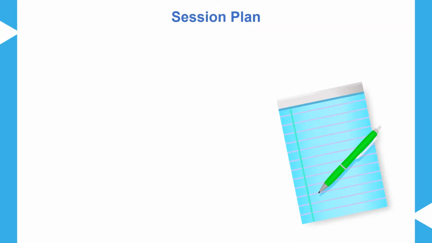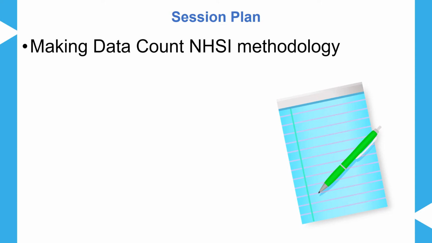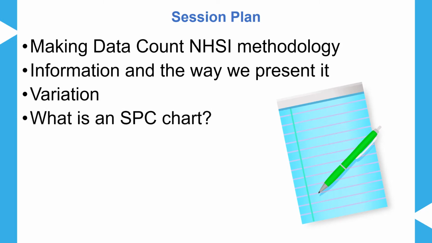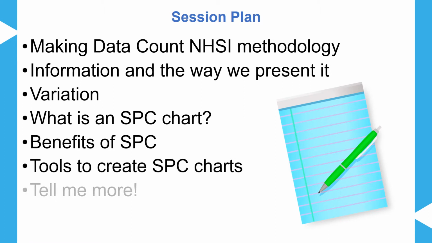So in this session, I'm going to introduce the Making Data Count NHSI methodology. I'm going to ask us to think about information and the way that we present it, how we're used to seeing data, analysing it and making decisions based on it. We're going to look at the theory behind variation and understand common cause and special cause. Then we'll have a look at what an SPC chart actually is, look at special cause variation and SPC rules and how we can use SPC for assurance. We'll consider the benefits of SPC, share a little bit of information on how to create SPC charts yourselves, and finally point you in the direction of some great resources to go away and explore more.